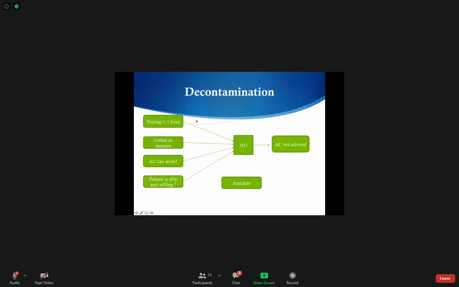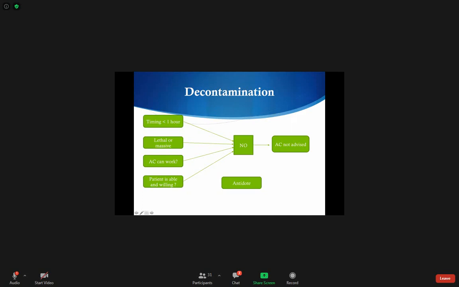So usually, for a drug that binds activated charcoal, if it's less than 1 hour, if it's a large or massive overdose, and activated charcoal can bind it, and the patient is stable and can take it, then you can use it. Otherwise, you can't use it. If any of these questions is no, then you do not give activated charcoal. The benefit of activated charcoal is small compared to the risk. So if you're not sure, don't give it, call the poison center and get advice.